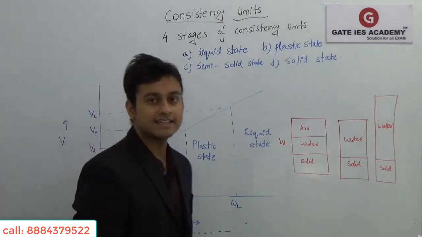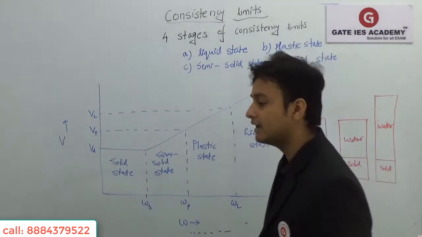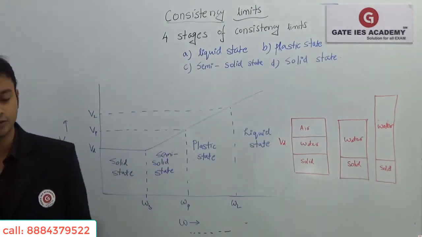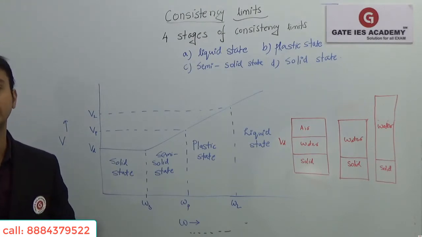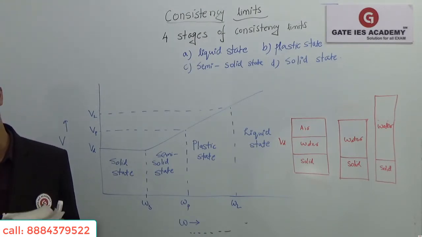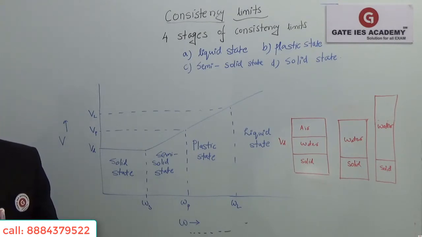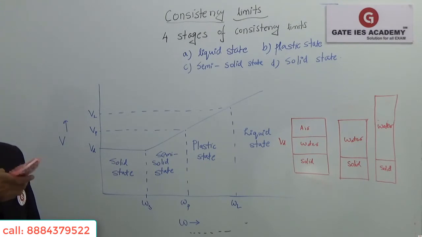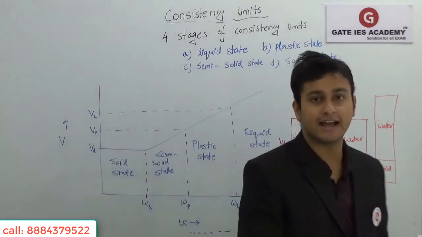Okay students, now let's discuss the consistency limits. These are firstly divided into 4 different parts: liquid state, plastic state, semi-solid state and solid state. So you will now understand what these actually are. Very easy to understand. Okay, so let's move on and try to understand what these actually are.